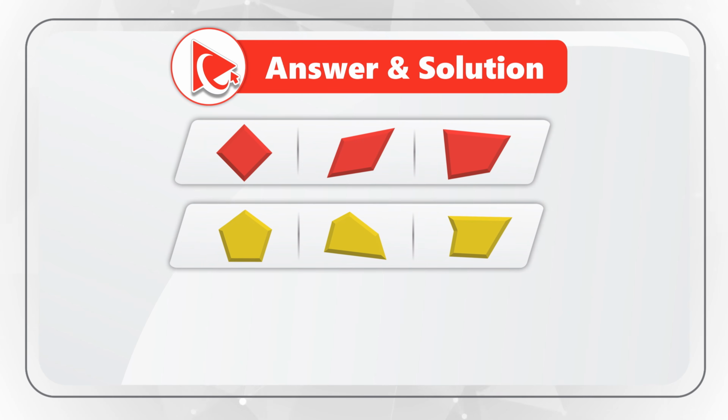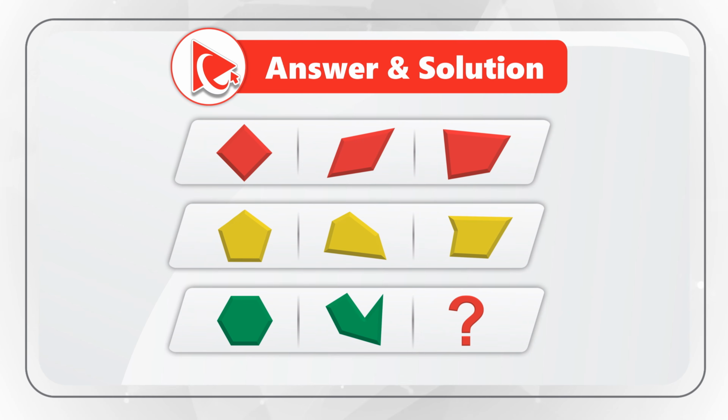What's interesting about this problem is that the objects that we see here form groups based on the color. And there are 3 groups present: the group for red objects, the group for yellow objects, and the group for green objects.